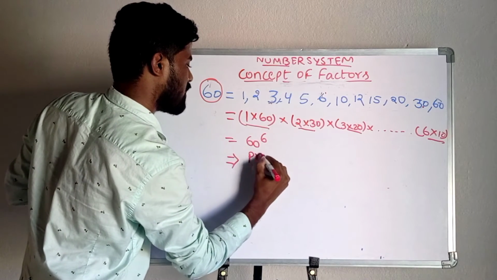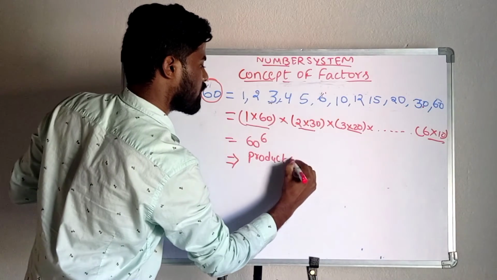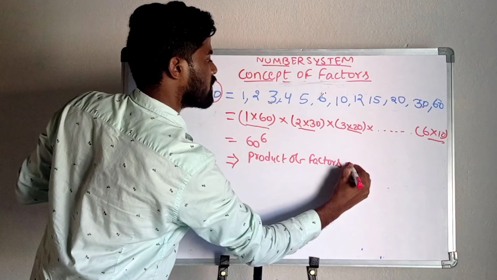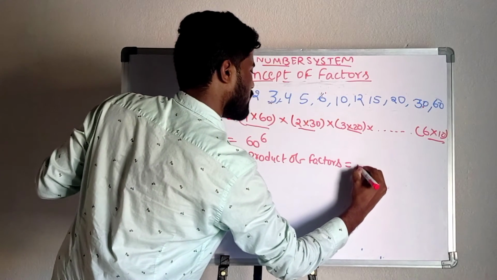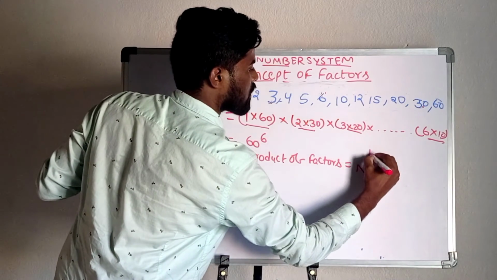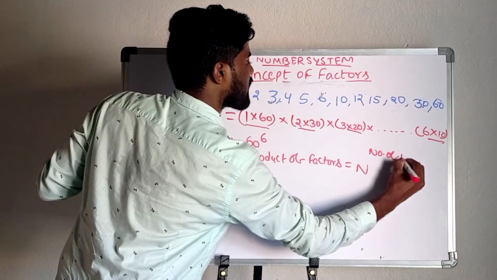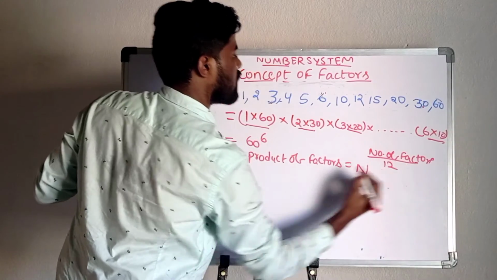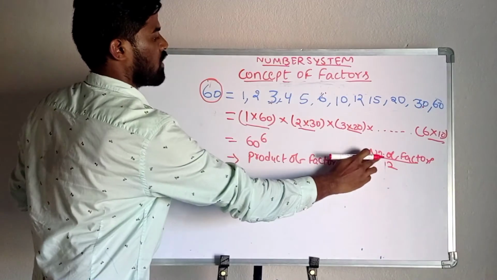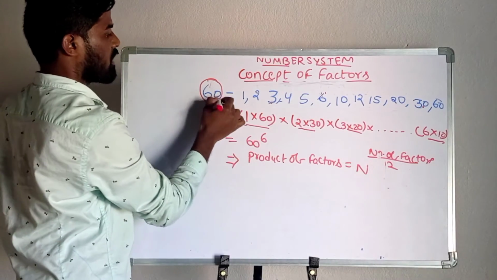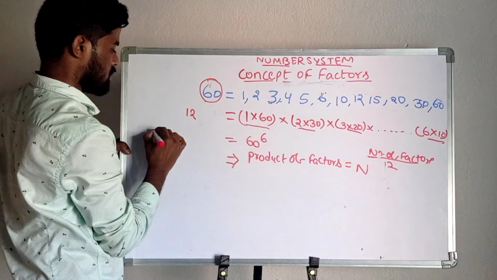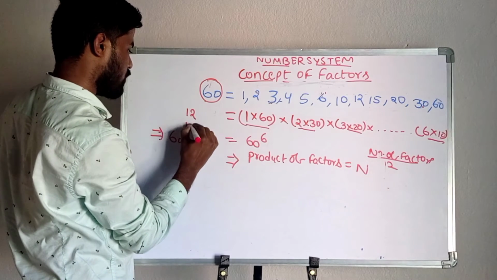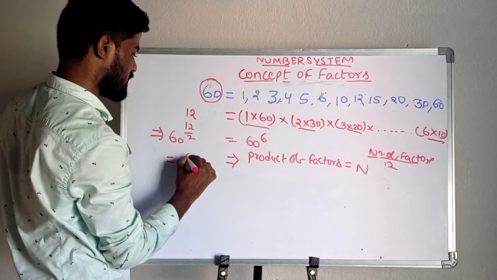We have a formula for finding product of factors for a given number, which is given number raised to the power of number of factors divided by 2. In this case total number of factors are 12. So we can say that the product of factors are 60 raised to the power of 12 divided by 2, which will become 60 power 6.